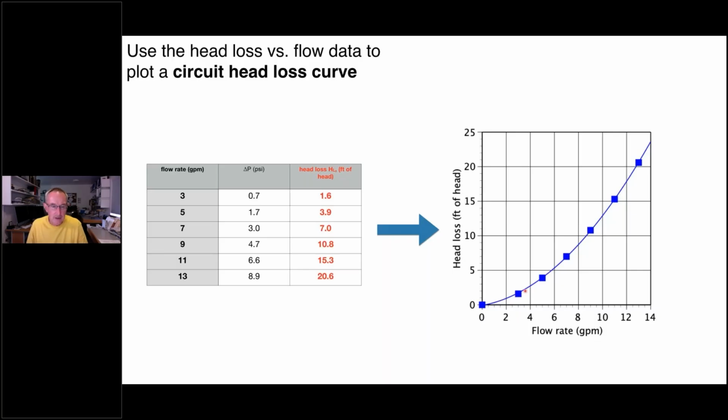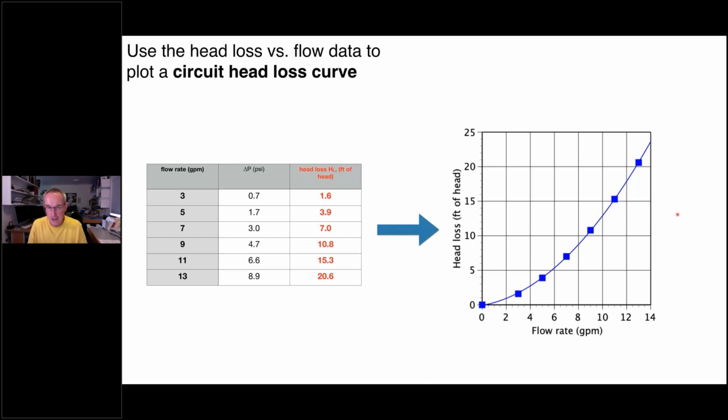And then again, I just put these numbers into any spreadsheet program. Or if you want to, you could take out a sheet of graph paper. I mean, I'm an old school engineer. I still remember how to use graph paper. And you could plot this out on a graph, and then you would basically just draw a nice smooth curve up through there. Okay. And that is what's called the circuit head loss curve.